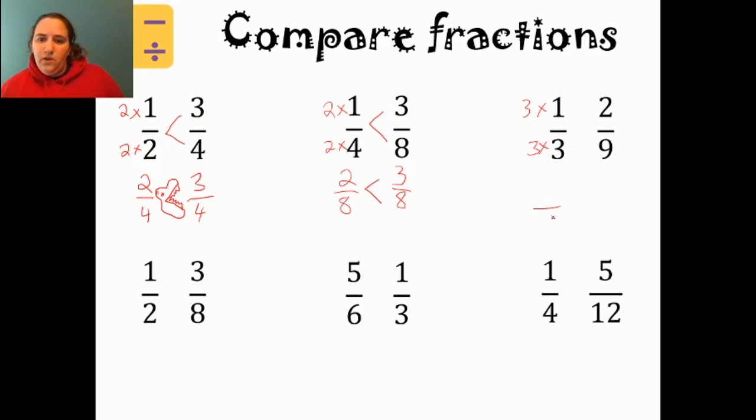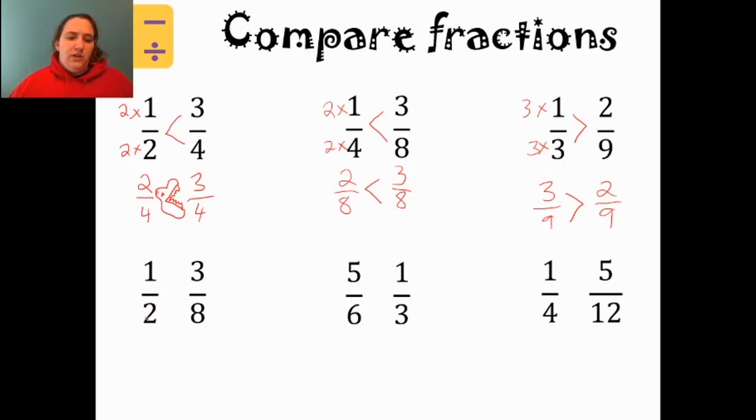So we end up with 9, and then 3 times 1 gives us 3. And we have 2 over 9. So now, which one is bigger? 3/9, right? Well, that's 1/3. 1/3 is bigger than 2/9. So now we're going to do the same thing here.